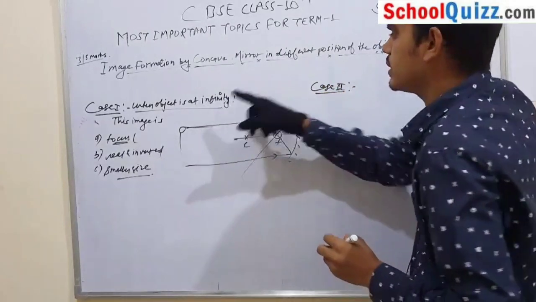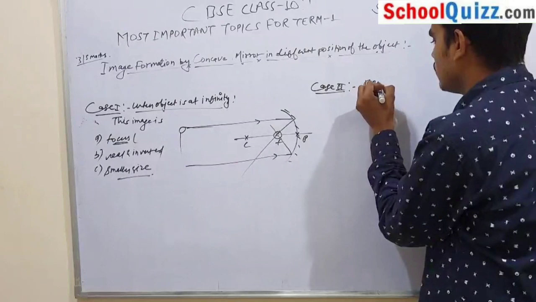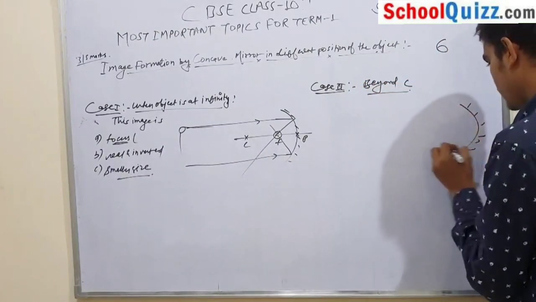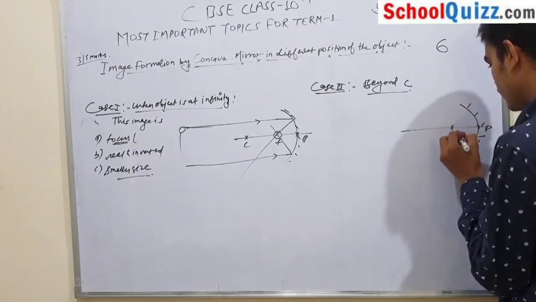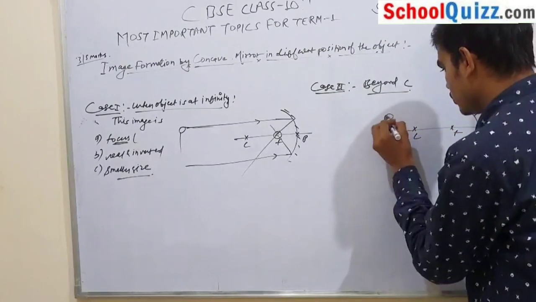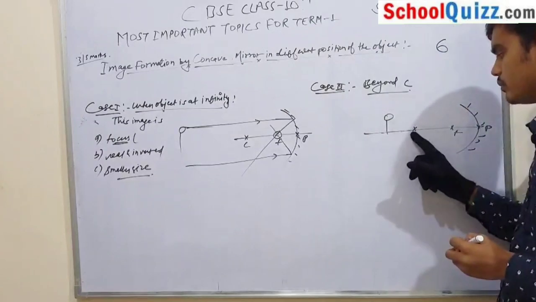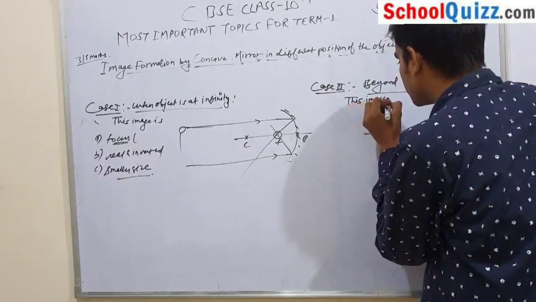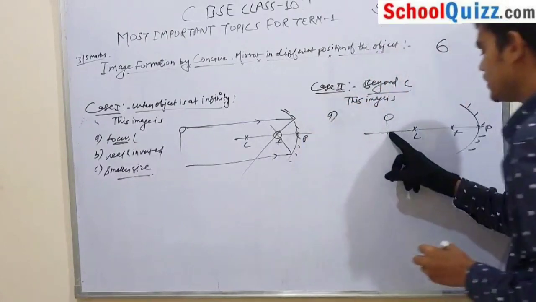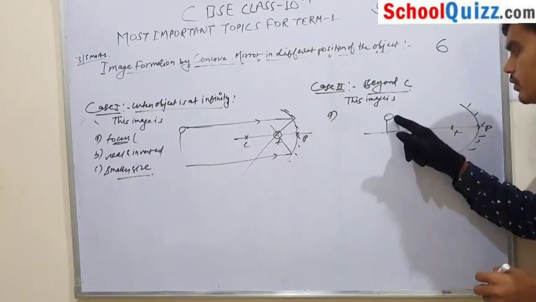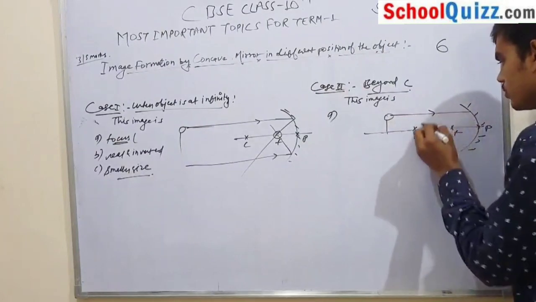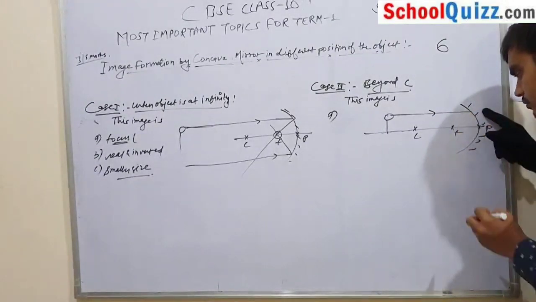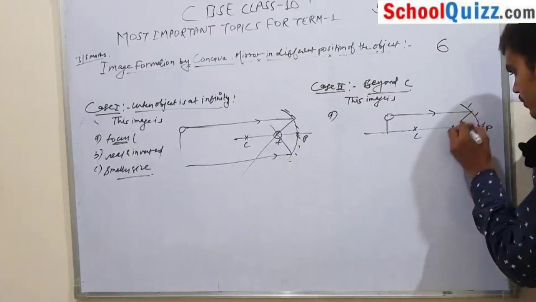What is case 2? When the object is beyond the center of curvature. It means that this is the pole, this is the focus, this is the center of curvature, and you keep your object here. When it is beyond the center of curvature, where will the image be? Now what we do: draw a ray from that object which is parallel to the principal axis. After reflection from this mirror, it will converge through the focus.